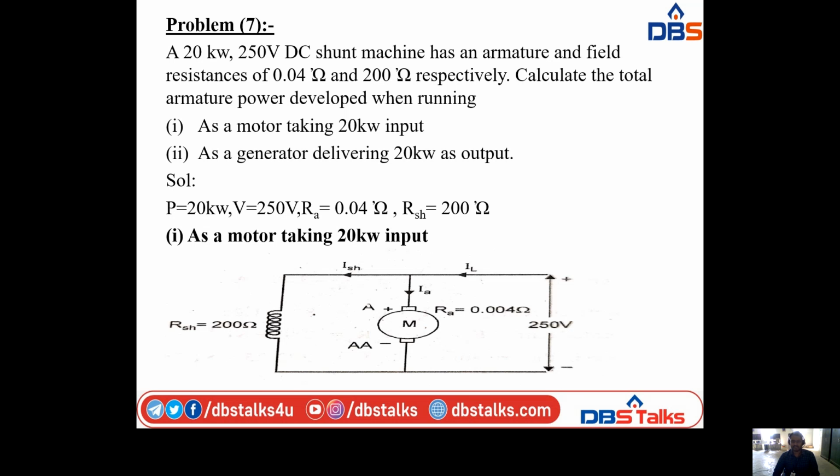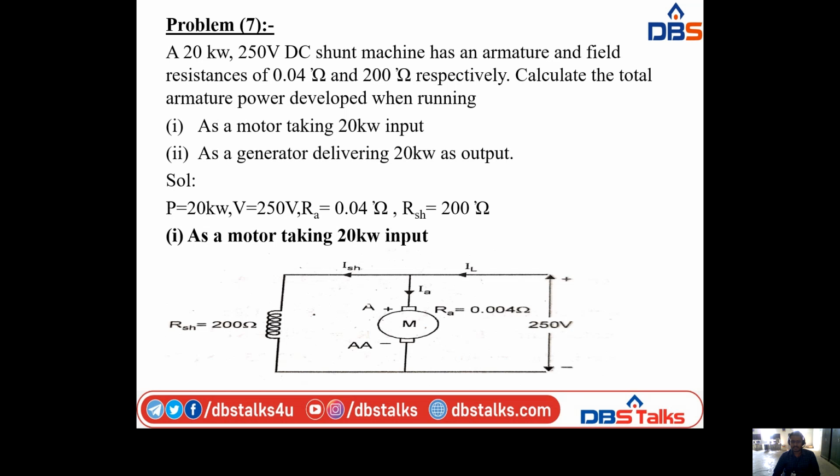Why? Because here they have given a DC shunt machine, so RSH is equal to 200 ohms. This is the diagrammatic representation of a DC shunt machine, that means a DC shunt motor taking 20 kilowatts input. In the diagram, the armature winding is taken in parallel with the field winding. Here the armature resistance value is 0.04 ohms.